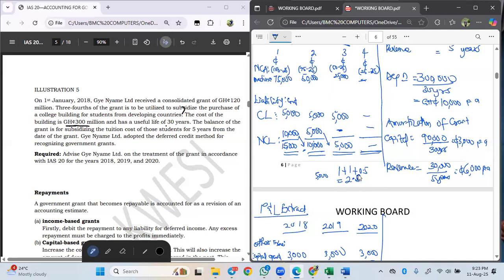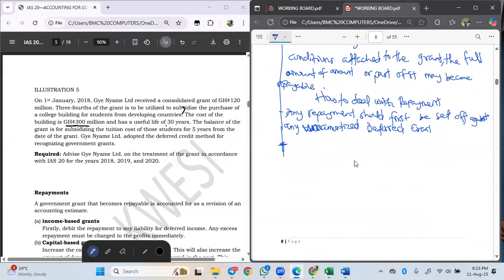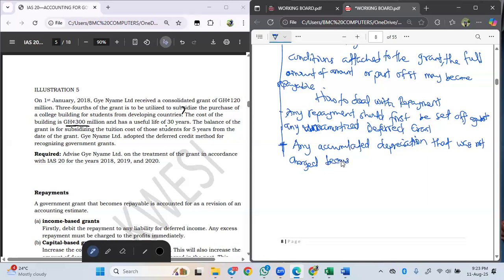So you are going to charge accumulated depreciation for 2.5 years. Okay. We are going to use an illustration, so you don't worry. So any accumulated depreciation that was not charged because of the grant must be what? Charged immediately.